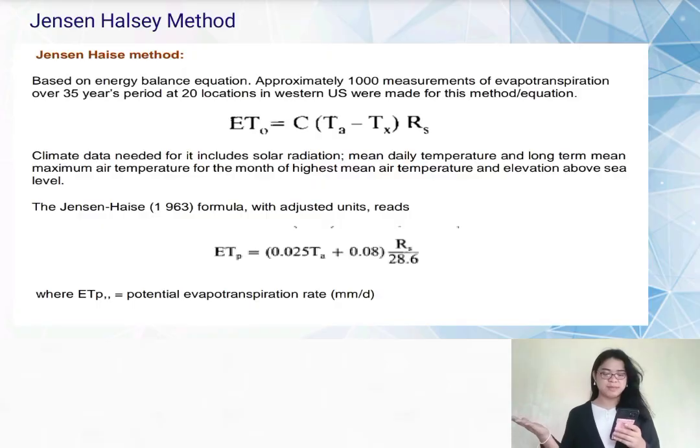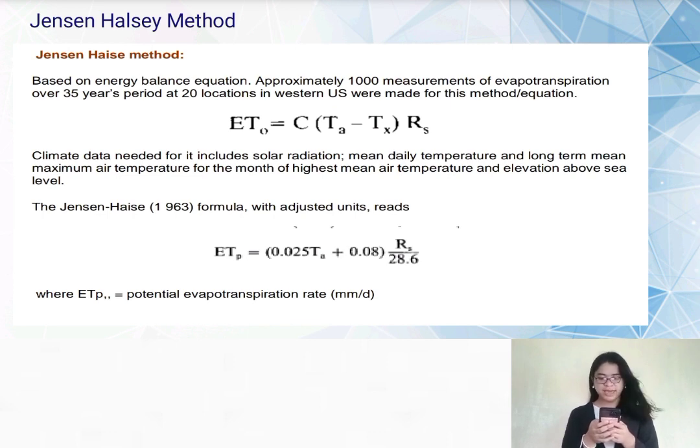So for the Jensen-Haise method, based on the energy balance equation, approximately 1,000 measurements of evapotranspiration over a 35-year period at 20 locations in the western US were made for this method, where our equation is ET sub O is equal to C sub T times the quantity T sub A minus T sub X times R sub S. And the climate data needed for it include solar radiation, mean daily temperature, and long-term mean maximum air temperature for the month of highest mean air temperature, and elevation above sea level.